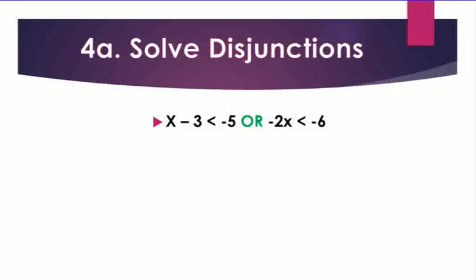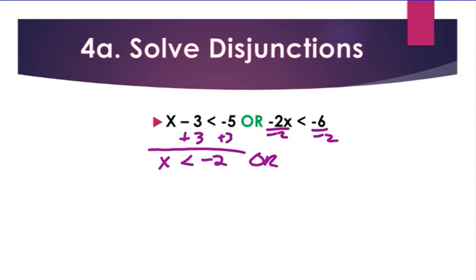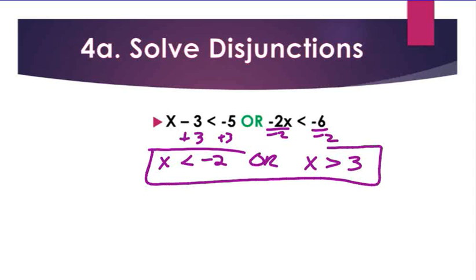Next, solve disjunctions. So disjunctions, you have the or. You do everything the same as what we did with conjunctions. You just have to do each thing twice. So to get x by itself, I add 3 to both sides, and I have x is less than negative 2. Or, on this side, I divide by negative 2, and I have x, and because I'm dividing by a negative number, I need to flip the symbol. Negative 6 divided by negative 2 is a positive 3. So this would be our answer. x is less than negative 2, or x is greater than 3.